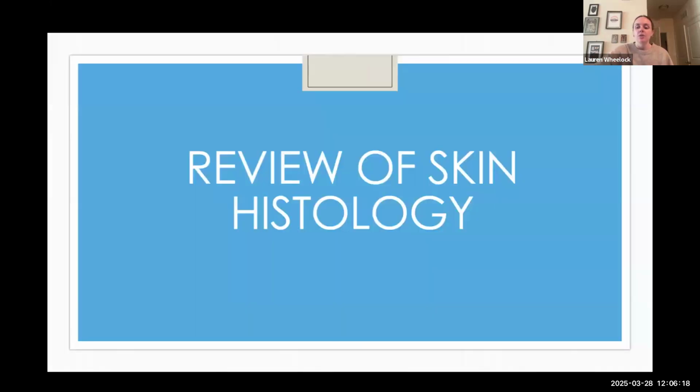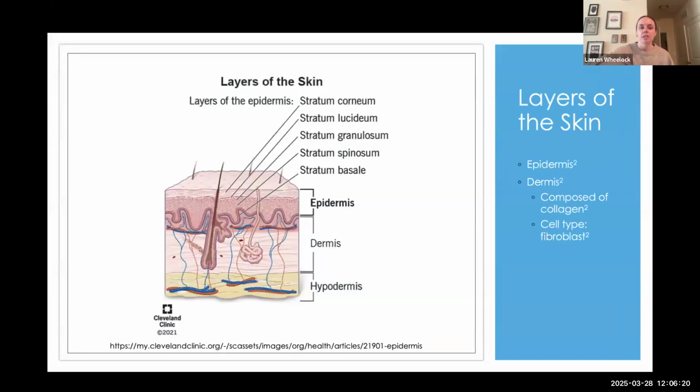So now we'll talk about some histology of the skin. The skin is composed of two layers, the epidermis being superficial and the dermis being deep to that. We'll start with the dermis. Again, the dermis lies between the epidermis and the subcutaneous tissue. It's composed primarily of collagen. However, there is also elastin, blood vessels, nerves, and sweat glands found in the dermis. The primary cell type in this layer is the fibroblast, and fibroblasts are responsible for producing collagen, elastin, and other proteins. It's further divided into the papillary and reticular layers.